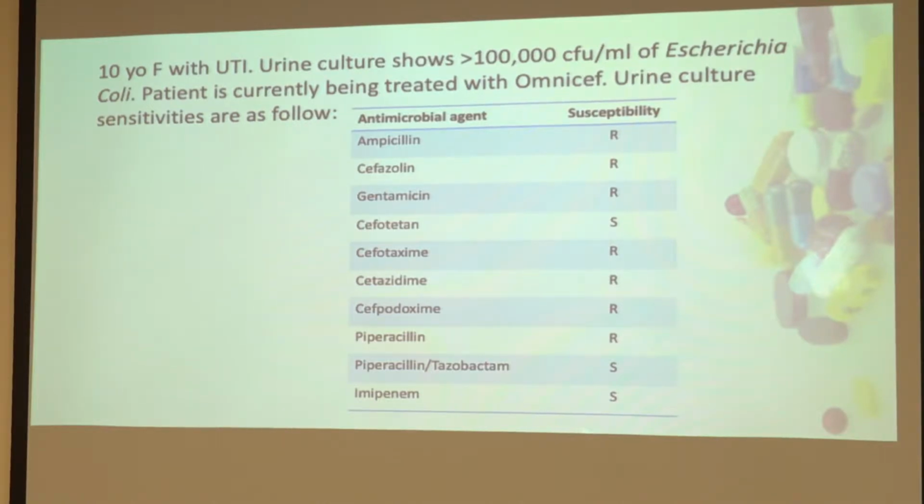So the first superbug, we have a 10-year-old female with UTI. Urine culture is growing more than 100 colonies of E. coli. Patient is currently being treated with Omnicef, and the urine culture sensitivities are as follows.